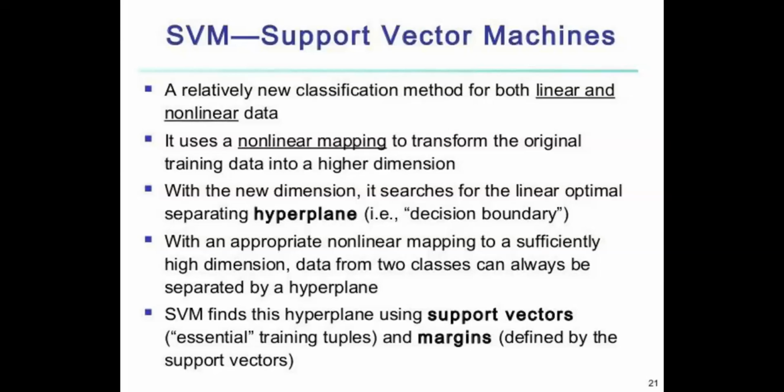Within this new dimension, it searches for the linear optimal separating hyperplane. With an appropriate nonlinear mapping to a sufficiently high dimension, data from two classes can always be separated by a hyperplane. Finally, the support vector machine finds this hyperplane using support vectors and margins, or simply call them support vectors.